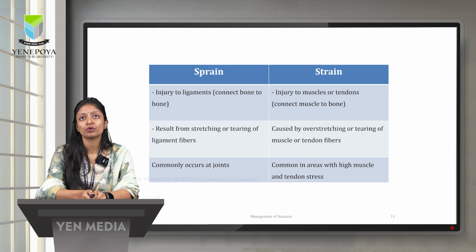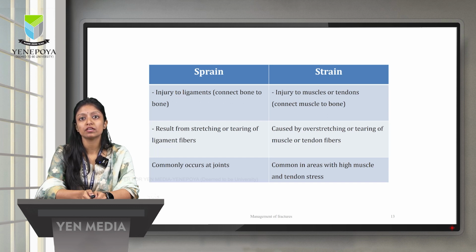So, now we move on to what is sprain and what is strain. Any injury to a ligament is known as sprain. What are ligaments? Those are connective tissues which connect bone to another bone. Whereas strain is any injury to a muscle or tendon. Tendons, on the other hand, are the connective tissues which connect muscles to bone. Sprain results from stretching or tearing of the ligament fibers. When the ligament fibers get torn or injured, we experience sprain. Whereas overstretching or tearing of muscle or tendon fibers causes strain.